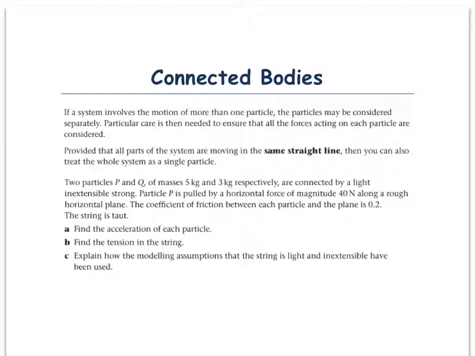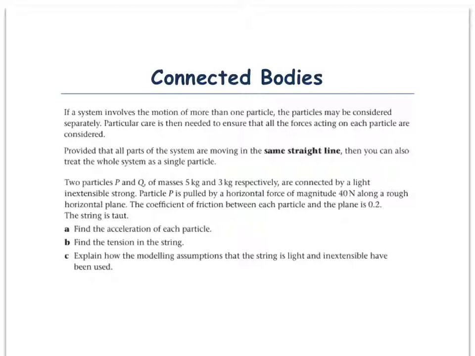So, two particles P and Q of mass 5 kilograms and 3 kilograms respectively are connected by a light inextensible string, even though it says strong. Particle P is pulled by a horizontal force of magnitude 40 newtons along a rough horizontal plane. The coefficient of friction between each particle and the plane is 0.2. The string is taut. Firstly, find the acceleration of each particle.